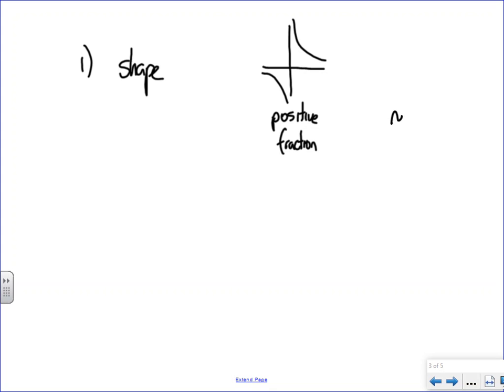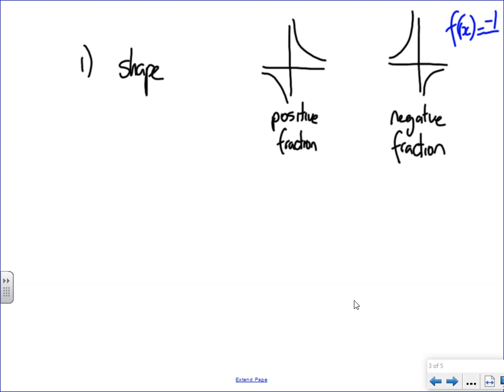But if I had a negative fraction, so that means there might be a negative sign in front of the fraction, or maybe a negative number in the numerator or something like that, it's going to be on the other two sides. And I'm not going to go into too much detail as to why. I guess the only way that I could say that is do a table of values with a negative one. If you want to try yourself, do a table of values for negative 1 over x. And as you do your table of values and start plotting your points, you're going to see it's going to go on the top left side and the bottom right side. So the first thing you want to do is think about the shape and the regions.